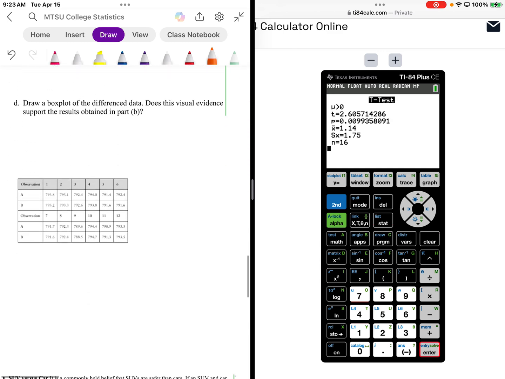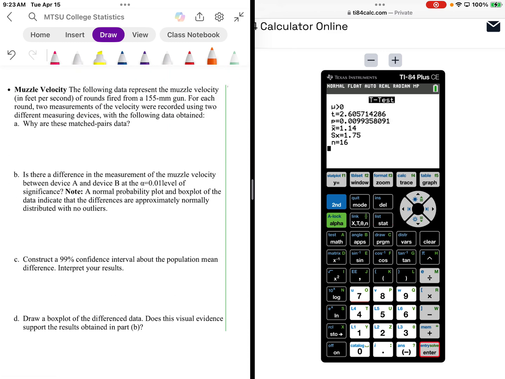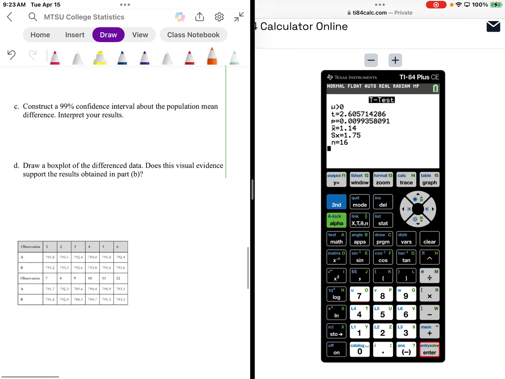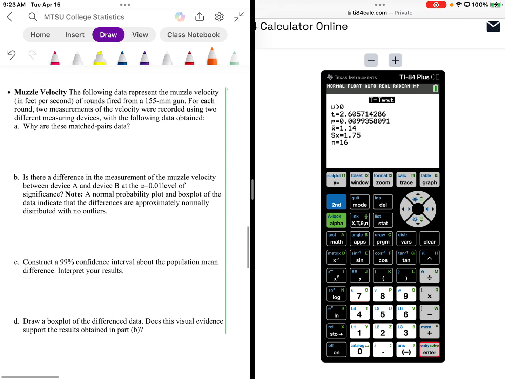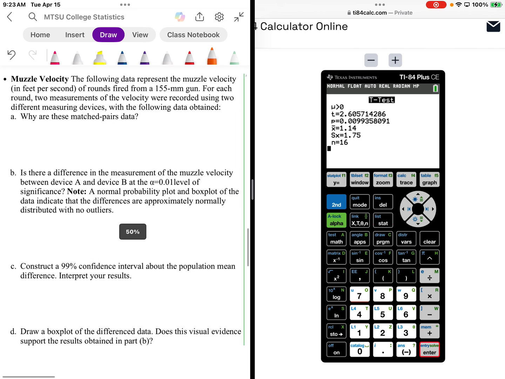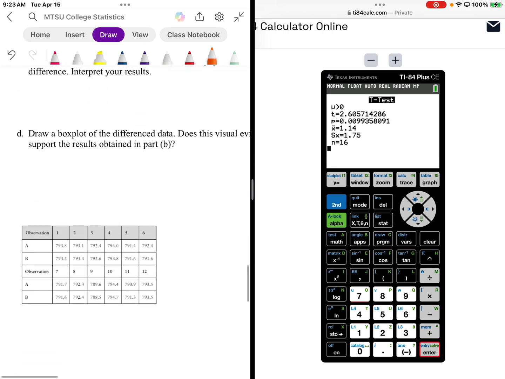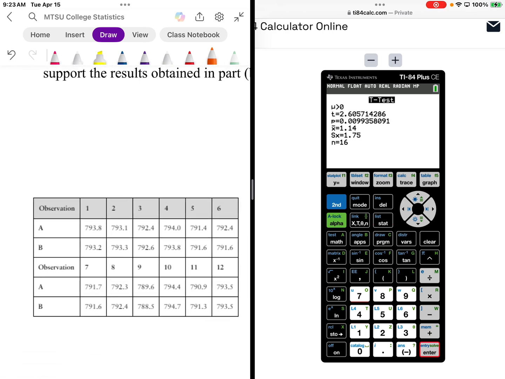Last one in this section, they say in the bottom table here, we have the muzzle velocity in feet per second of rounds fired from a 155 millimeter gun. For each round, two measurements of the velocity were recorded using two different measuring devices. Why is that a matched pair? So they want you to say, okay, why is that considered to be matched pair, because we see two different lists, A and B. Why is this considered to be matched pair as opposed to two separate samples?